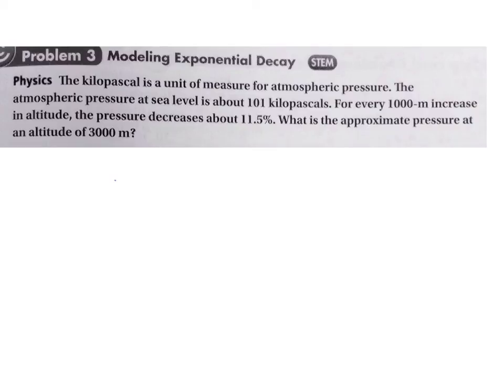So, I'm going to write down my decay formula. Y equals A times B to the X power. So my initial amount is 101 kilopascals. For every 1,000 meters it increases in altitude, the pressure decreases. So you might get confused here. It's got increase and decrease. But we're talking about pressure, and that's what's decreasing. So that's the decay. And there's the rate, 11.5%.